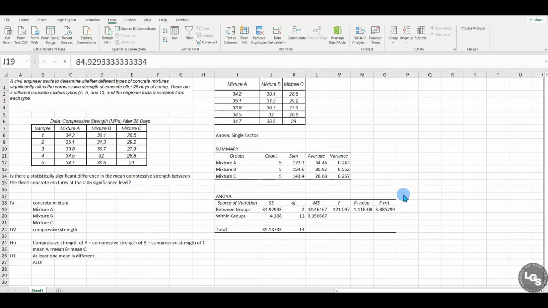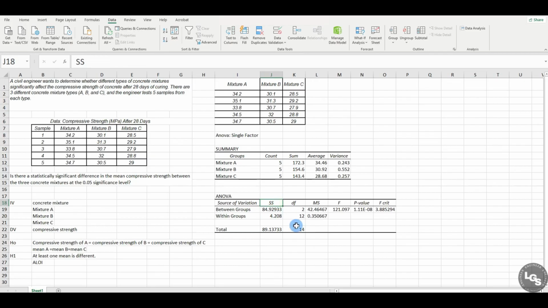Next is the ANOVA table. This is the table we need for deciding whether to reject or not reject the null hypothesis. For the first column, we have the source of variation: between the groups and within the groups. Between the groups means mixture A versus mixture B versus mixture C. Within the groups means the different samples for each mixture.